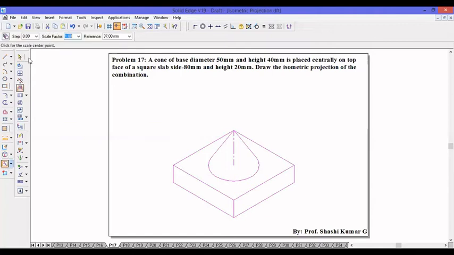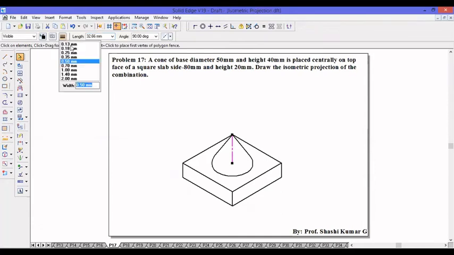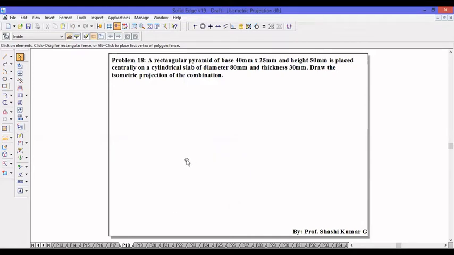Take scale, isometric scale 0.8164, and make it thick but not the axis. So this is the solution for example problem number 17. Let's move on to example problem number 18.